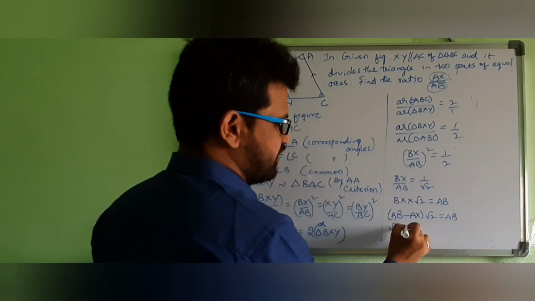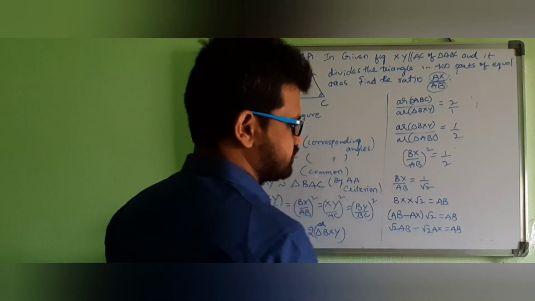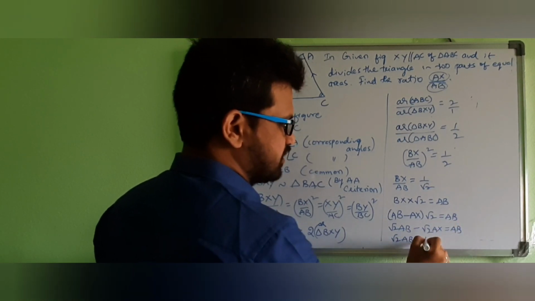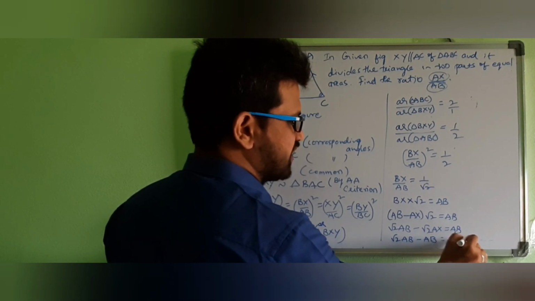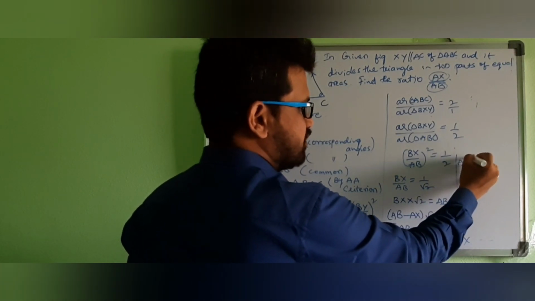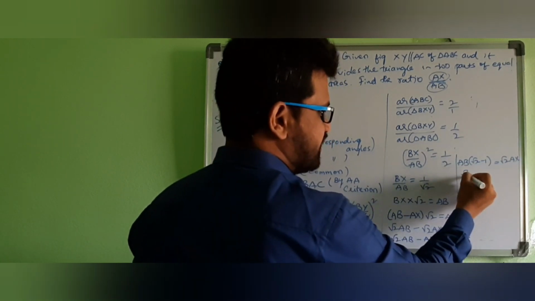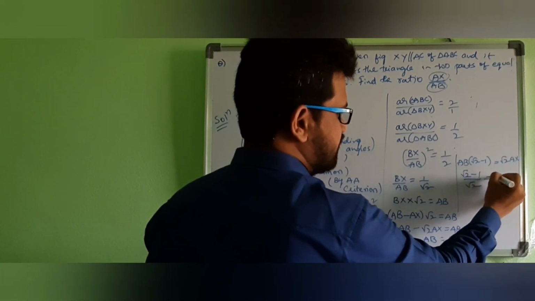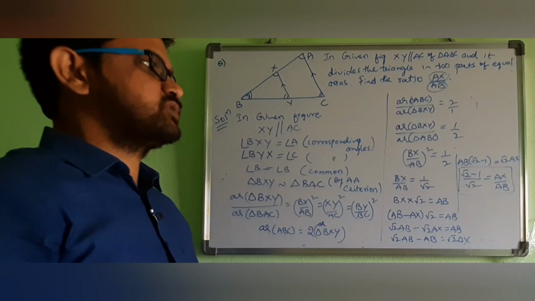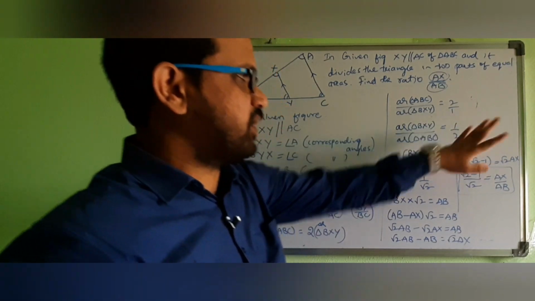So root 2 AB minus root 2 AX is equal to AB. So AB transposed here: root 2 AB minus AB is equal to root 2 AX, right? Here we can take AB common. If you take AB common, we get root 2 minus 1 is equal to root 2 AX. AB transposed there, we get root 2 minus 1 by root 2 is equal to AX by AB. So the required ratio AX by AB is equal to root 2 minus 1 by root 2.